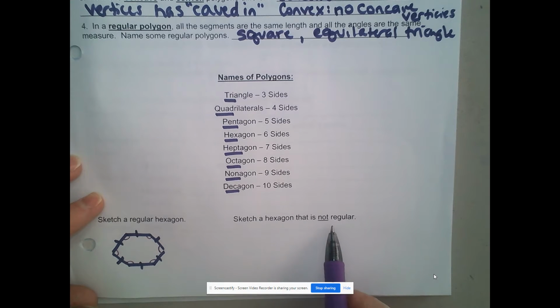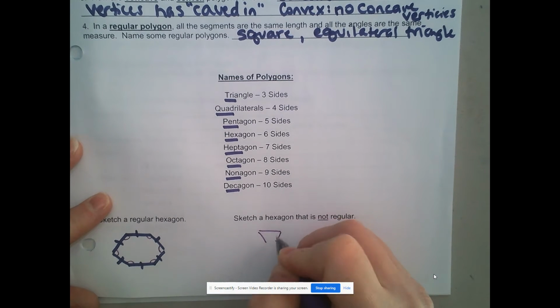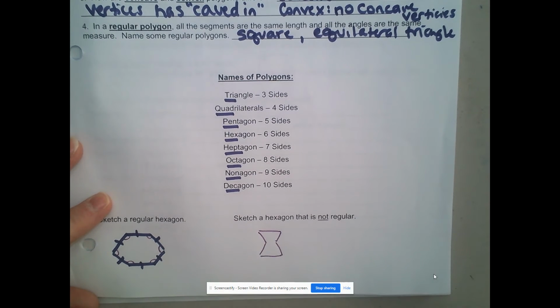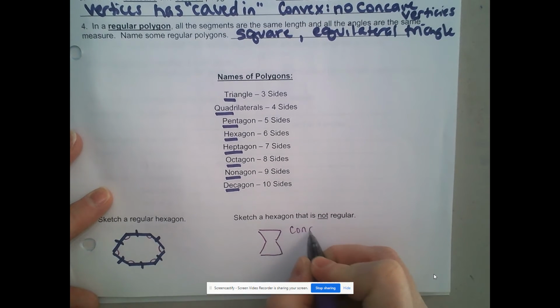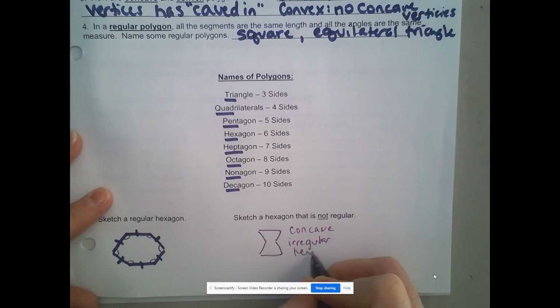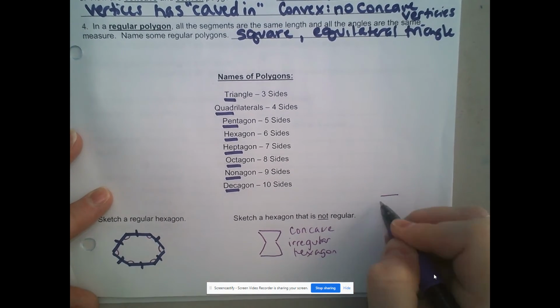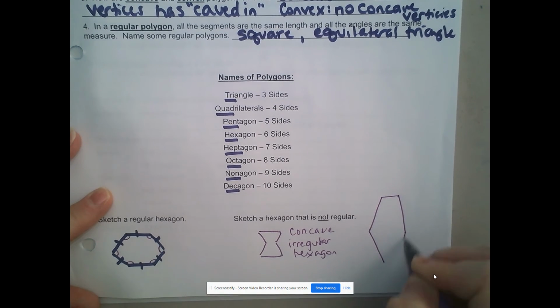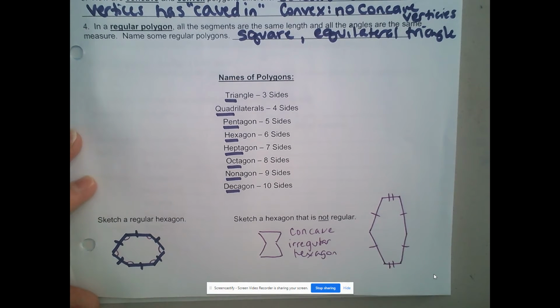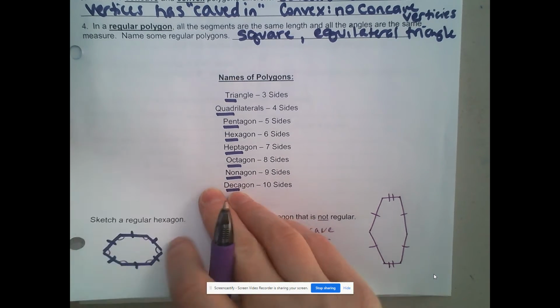Now, if I'm going to sketch one that is not regular, the only thing I have to do is take away one of those 2 qualities. I mean, I can make a hexagon that's all kinds of messy. 1, 2, 3, 4, 5, 6. That's a hexagon that's not regular. It also happens to be concave. So this would be a concave irregular hexagon. But you can also just do something like 1, 2, 3, 4, 5, 6. Now I've got 4 sides congruent. The other 2 sides are congruent, but not all 6 sides are congruent. So this would be a hexagon because it has 6 sides, but it's not a regular hexagon.